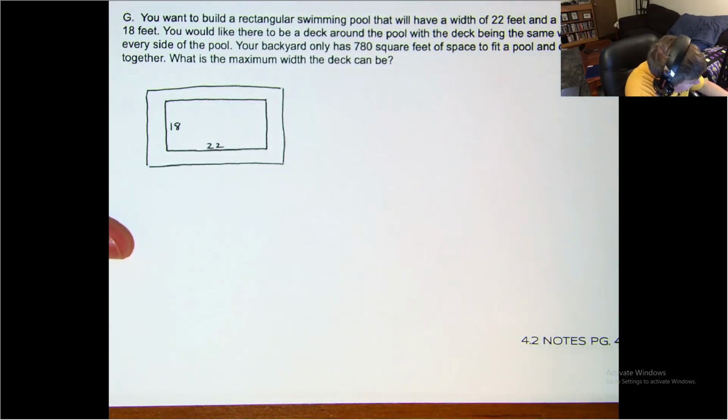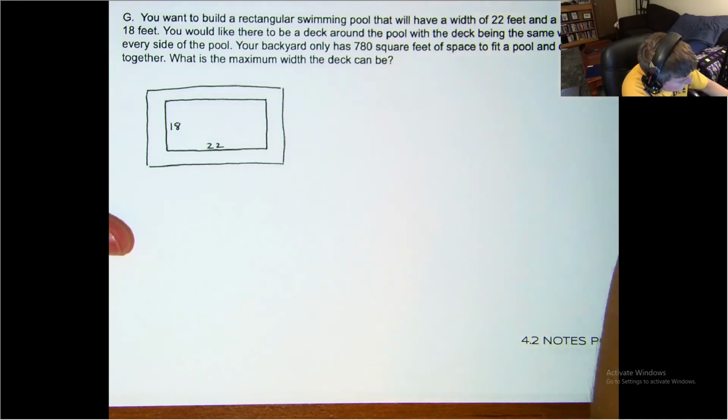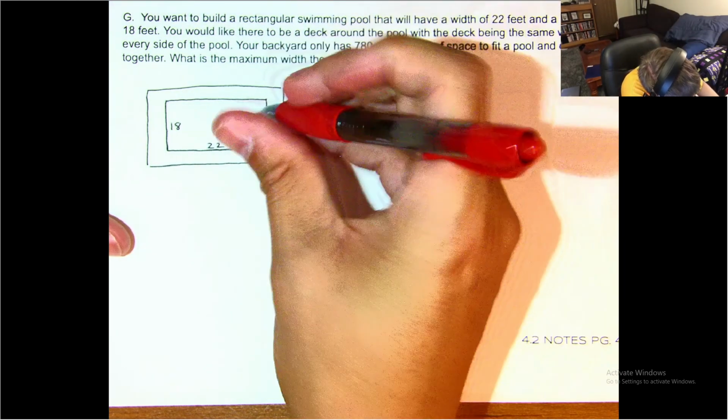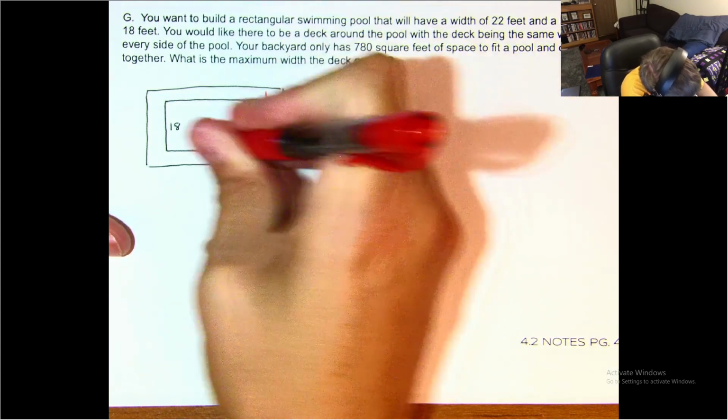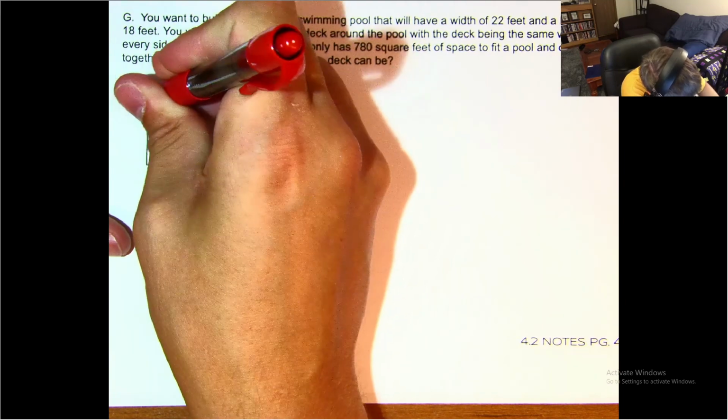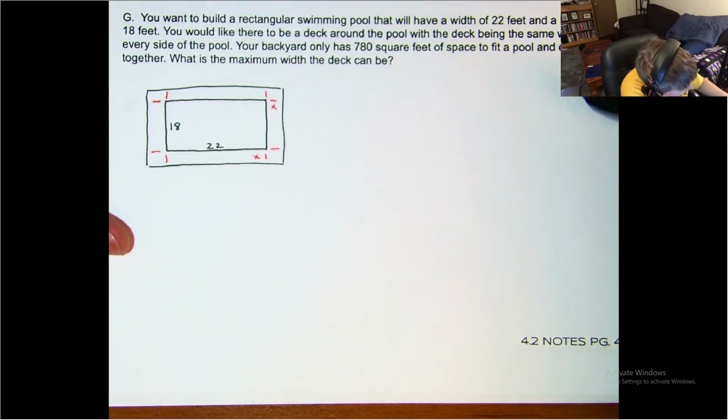Your backyard only has enough space for 780 square feet to fit a pool and deck together. What's the maximum width the deck can be? Again, these are all going to be the same length, x, because we do not know what that length is. So this still has the same setup.